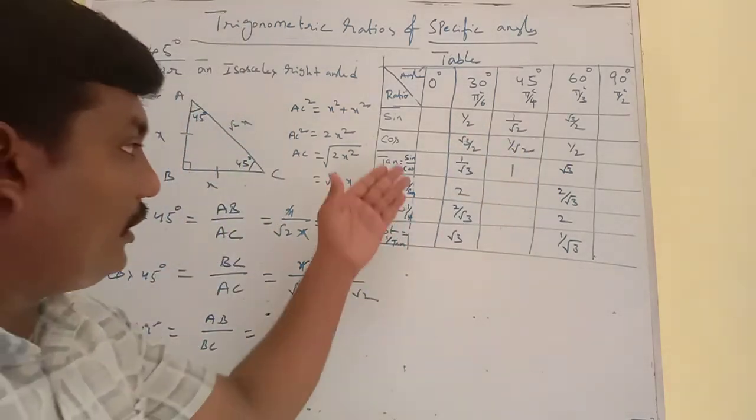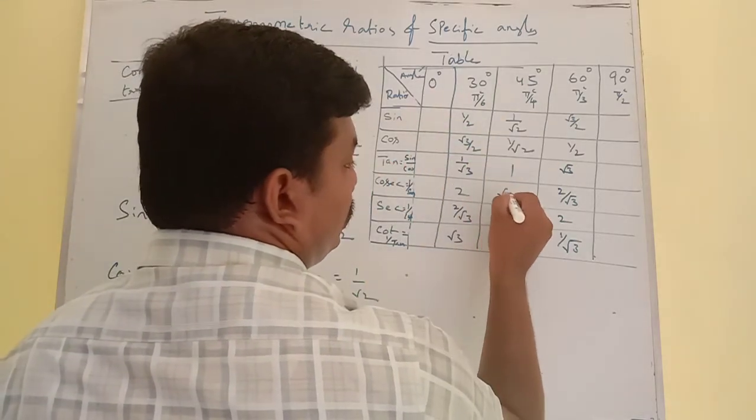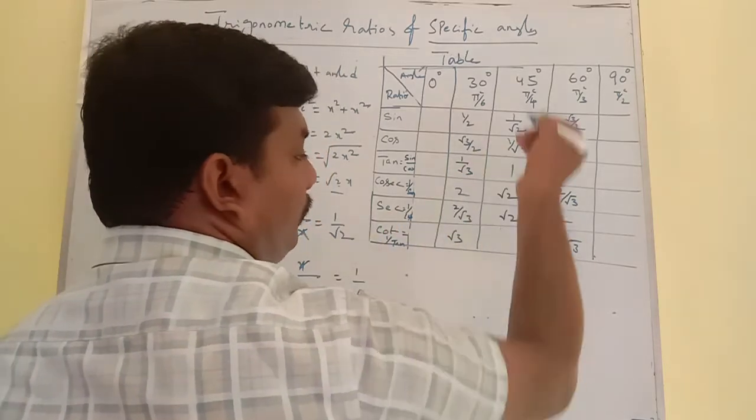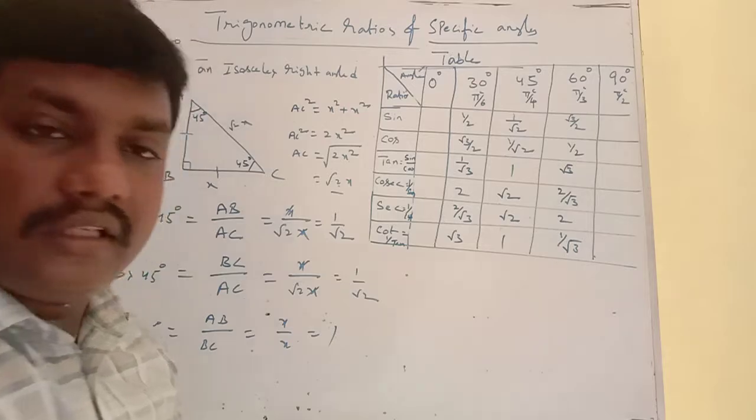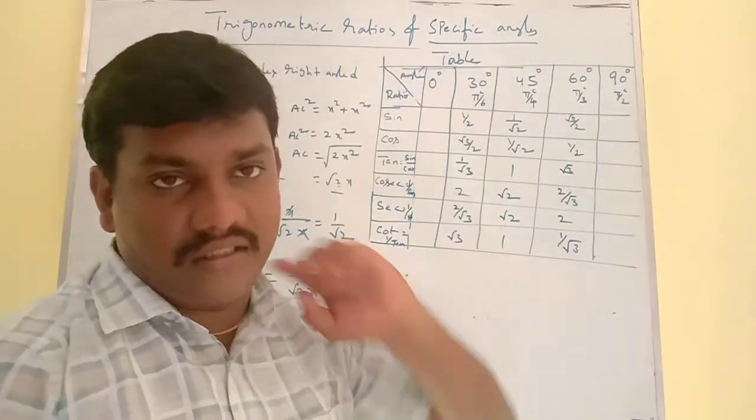Now we are going to find the reciprocal ratios. Cosecant is 1 by sine. 1 by sine is 1 by 1 by root 2, which is root 2. Secant is 1 by cos, that is also root 2. Cot is 1 by tan, that is 1 by 1, also 1. So these are the trigonometric ratios of the specific angles 30, 45 and 60 degrees.